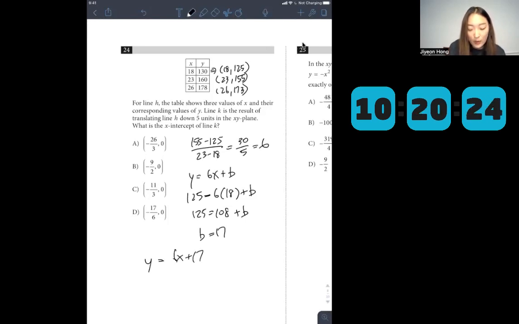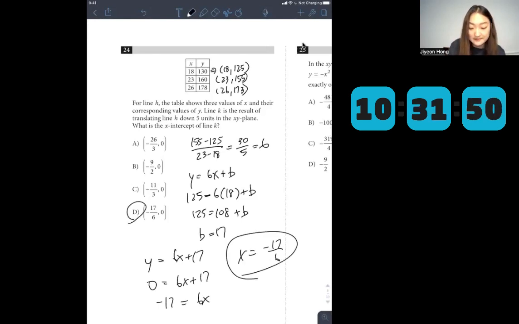And we can plug in y equals 0, since that will be where the x-intercept is located. So negative 17 equals 6x. X equals negative 17 over 6, which is answer choice D.